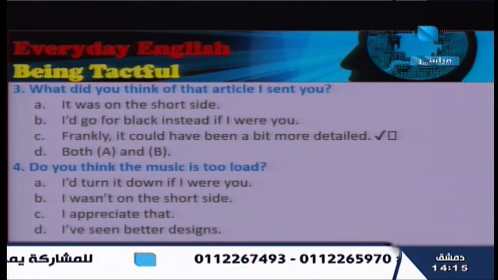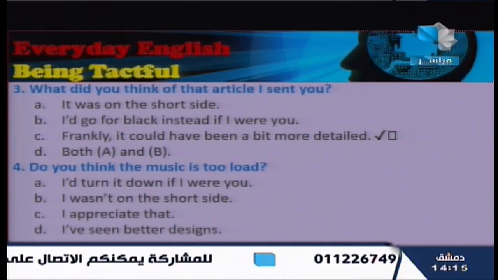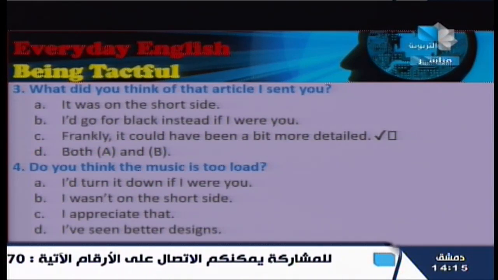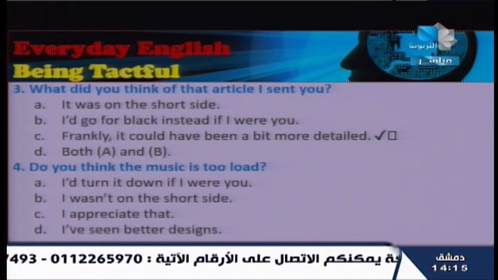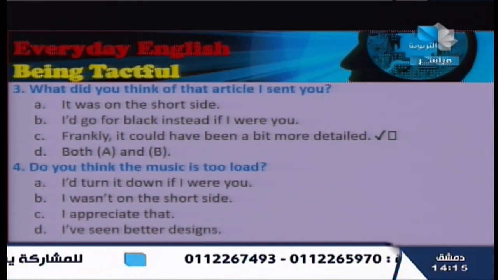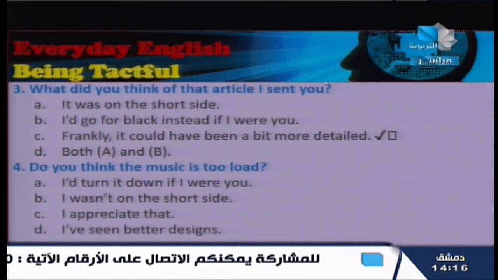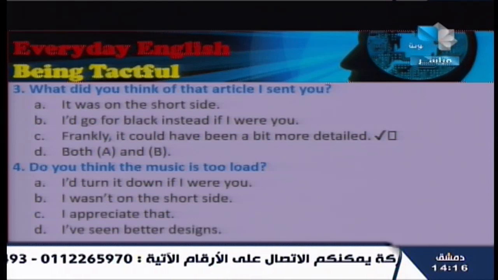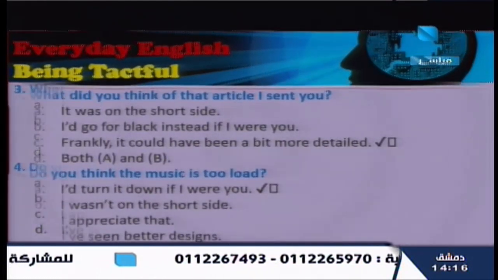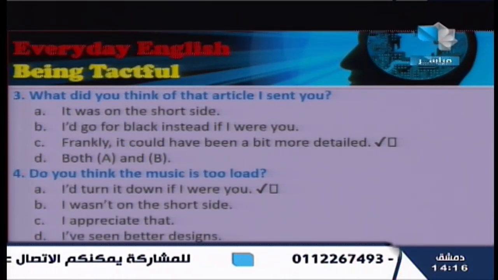Number 4. Do you think the music is too loud? I'd turn it down if I were you. To turn down means to reduce the volume, of course. I've seen better designs. I'm talking about music, so it should be the first one, A. I'd turn it down if I were you. It is very polite, or tactful.